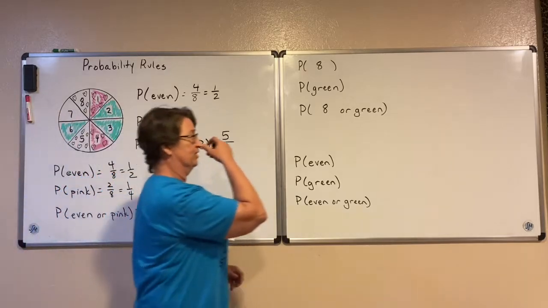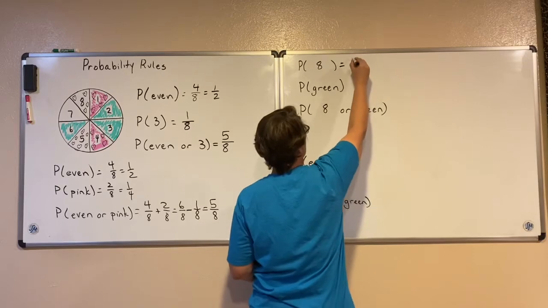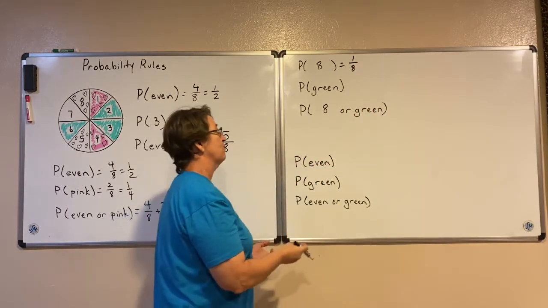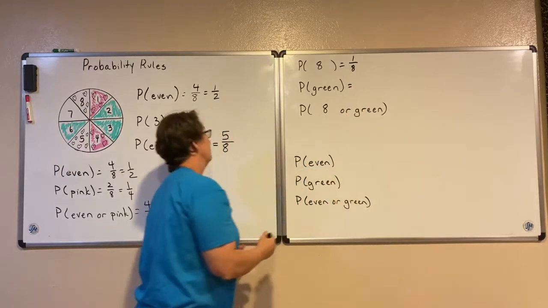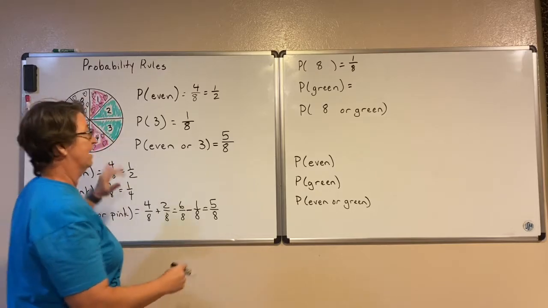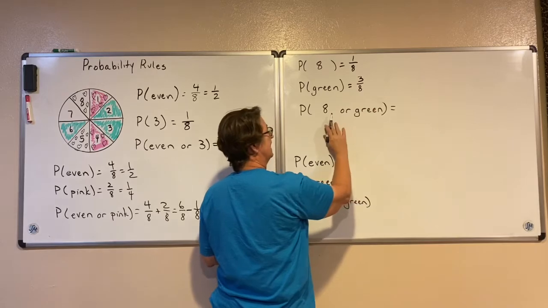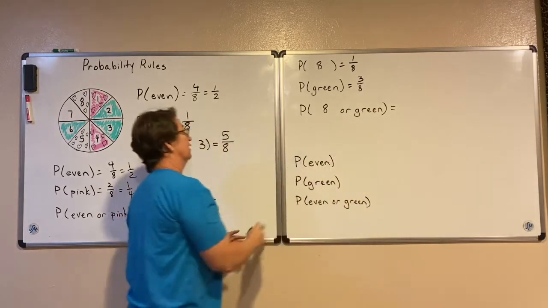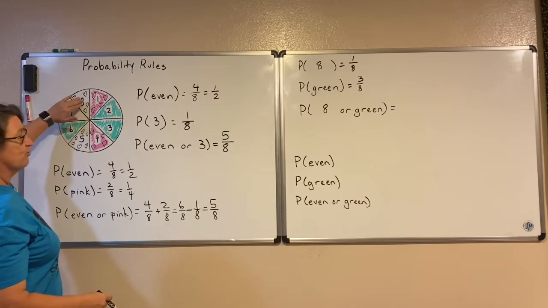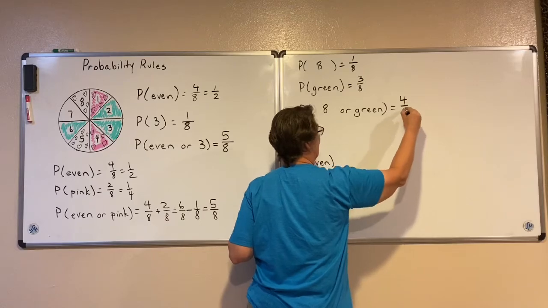Let's try some more of these. So what's the probability I get an 8? Well, there's 1 8 out of 8 pieces. What's the probability I get a green? Well, there are 1, 2, 3 greens out of the 8 pieces. What's the probability I get an 8 or a green? Well, again, 1, 2, 3, 4 different places I can land. 4 out of the 8.